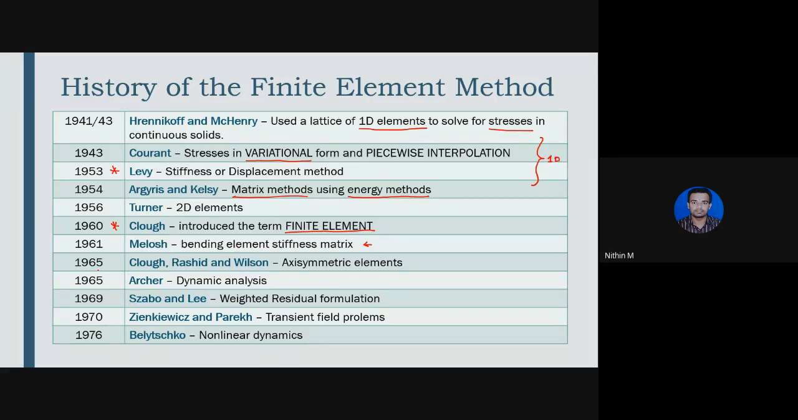Then in the year 1965, three engineers with the names Clough, Rashid and Wilson developed something called axisymmetric elements. This is again a benchmark phase. Axisymmetric elements, basically, if you try to recall from your geometry, there are certain solids called solids of revolution. So suppose you take a right angle triangle and rotate it by 360 degrees about its axis, you will get a cone.